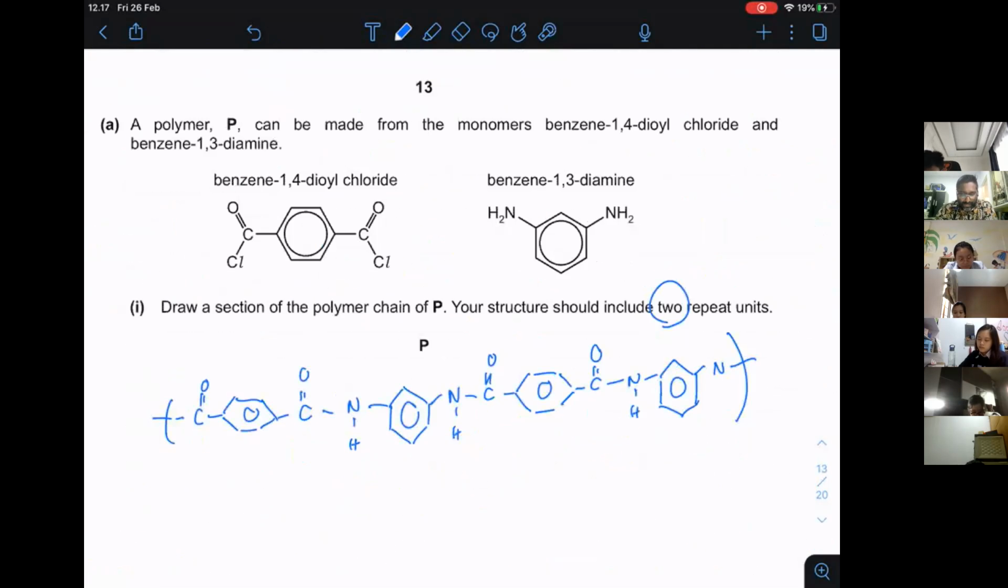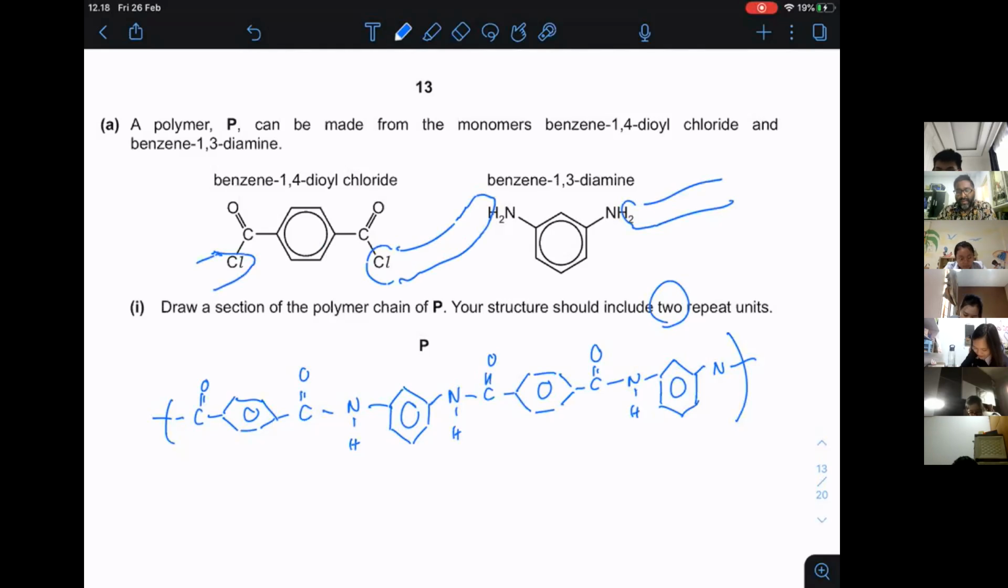A polymer P can be made of the monomers benzene-1,4-diol chloride and benzene-1,3-diamine. Draw a section of the polymer chain of P. Your structure should include 2 repeat units. I think this one took time to draw, but the important thing is you need to be certain what is happening here. Cl and one of the H will join together, and one of the H will join together with the Cl, and then you have Cl.